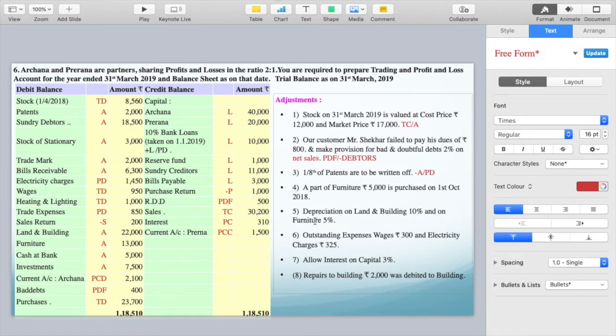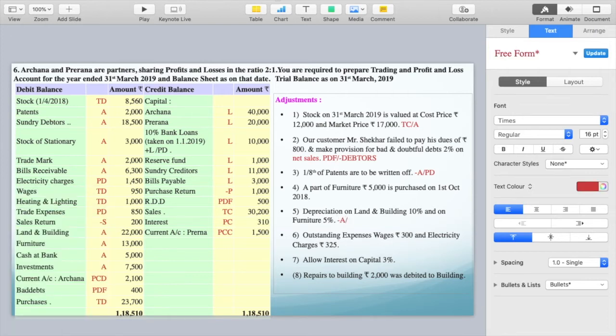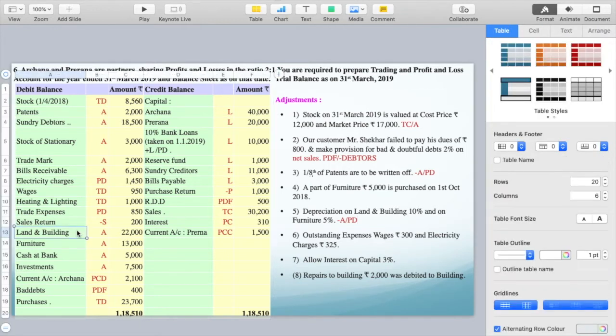Okay. Then depreciation on land and building 10% and on furniture 5%. Okay. So this is depreciation. What will be the effect of the depreciation? Less from asset and P&L debit side. Now let's put a tick mark on land and building and furniture. And for the third adjustment, I forgot to put a tick mark on patents.